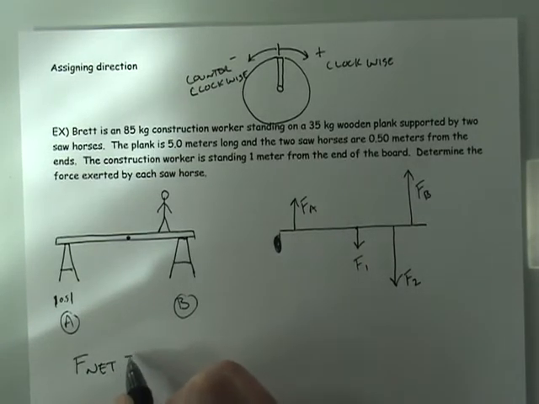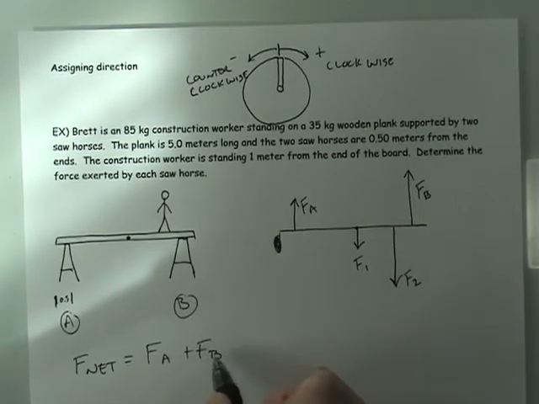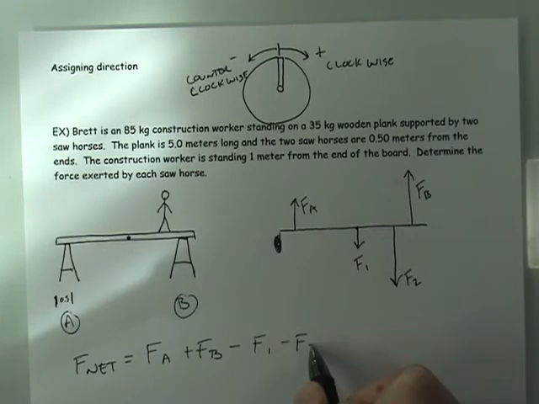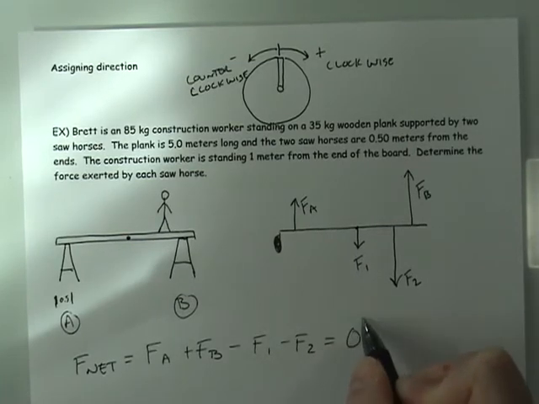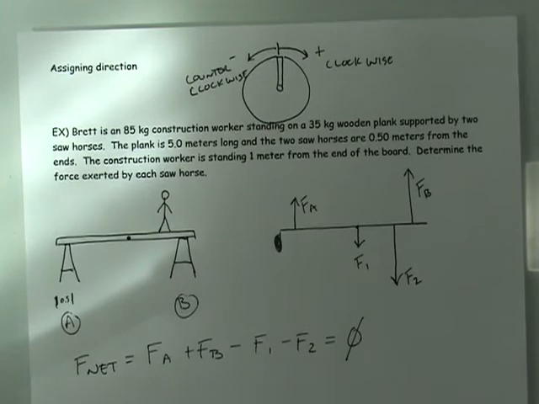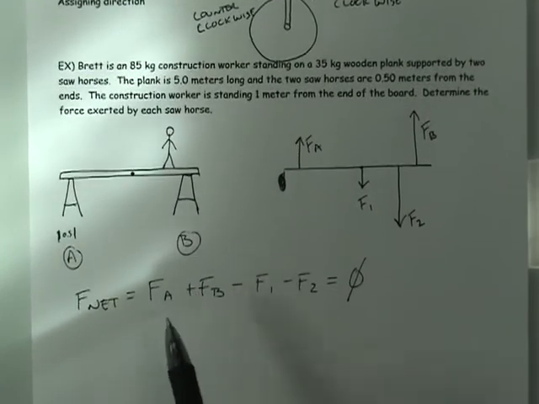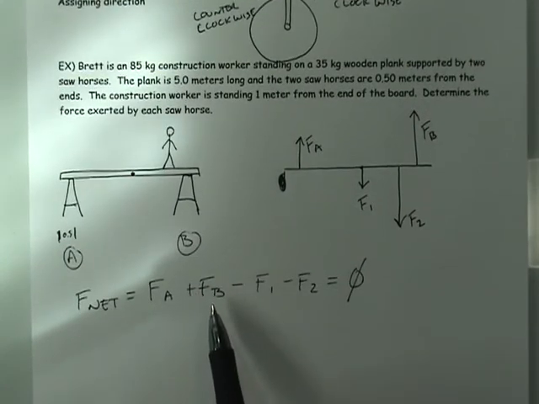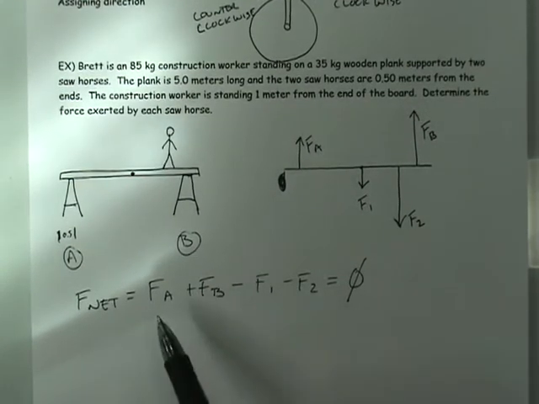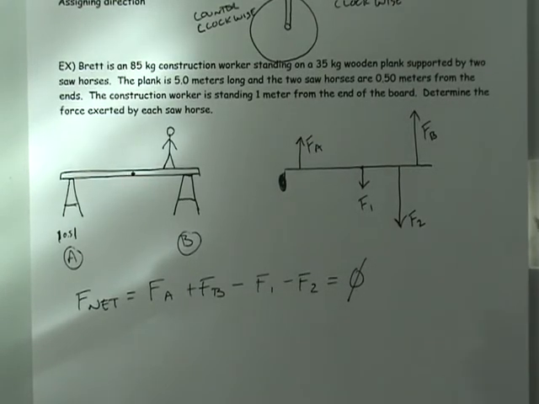That says that the net force would be equal to F of A plus F of B, they point upward, minus F1 minus F2, those must be equal to 0. But that's it. There is only one net force equation, and unfortunately, there are 2 unknowns. I don't know A, and I do not know what B is right now. So that leaves FA and FB to solve for, but with only one equation. So obviously, we need to have a second equation.